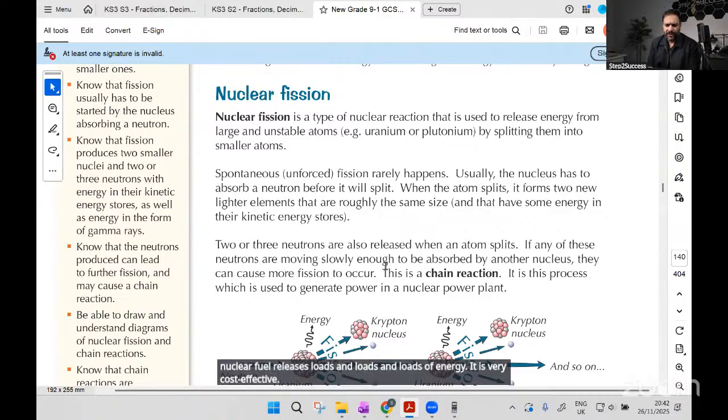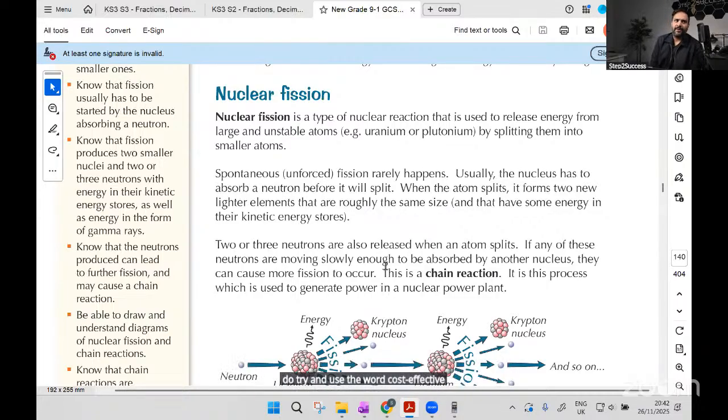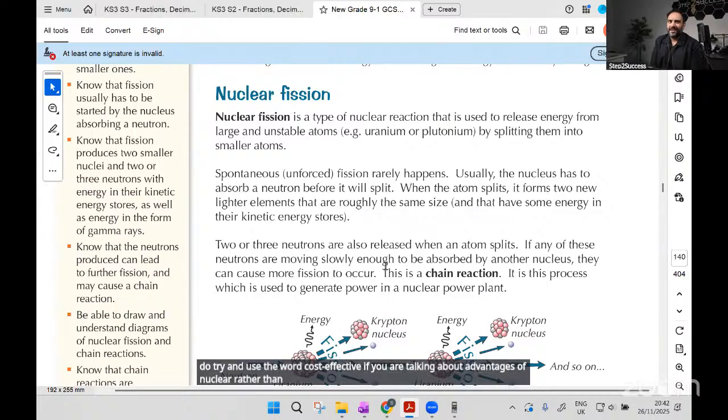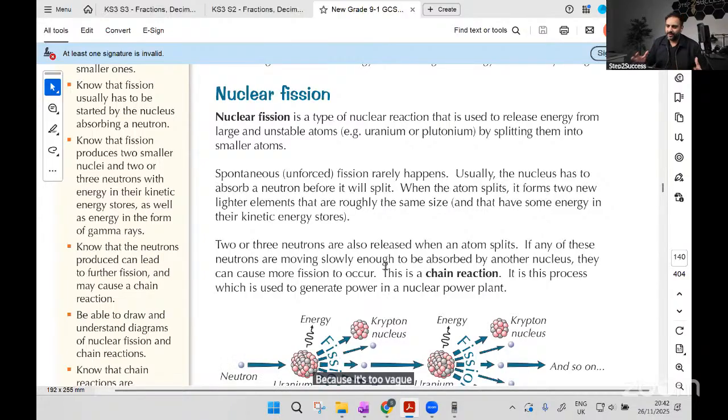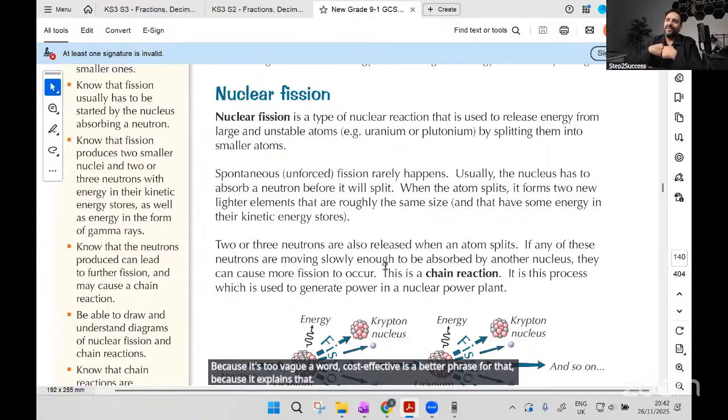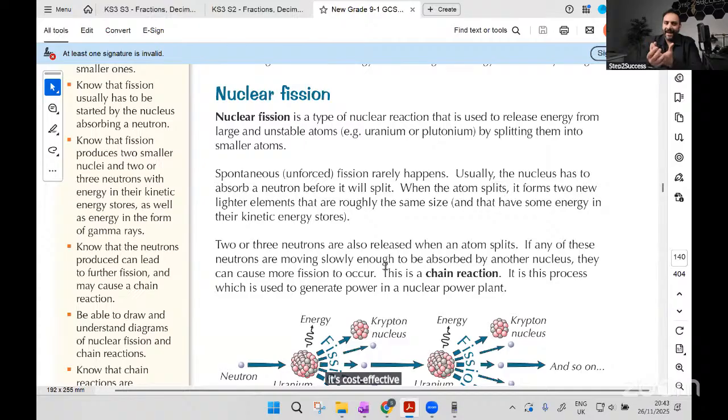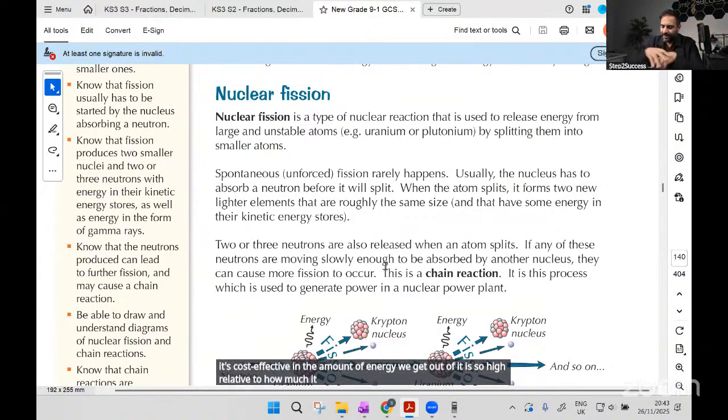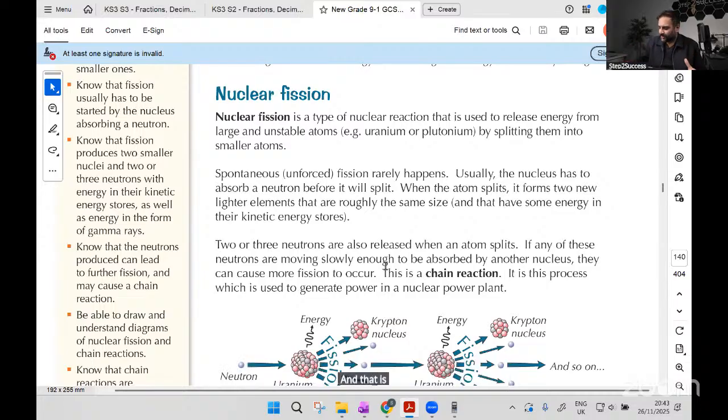Do try and use the word cost effective if you are talking about advantages of nuclear rather than cheap, because it's too vague a word. Cost effective is a better phrase for that because it explains that it's cost effective in that the amount of energy we get out of it is so high relative to how much it costs. And that is better because cheap on its own doesn't really tell you that.